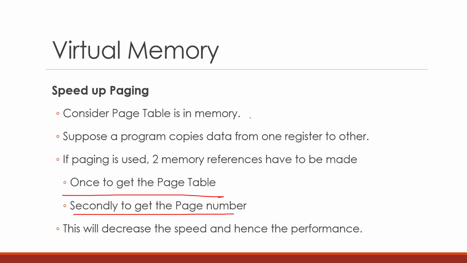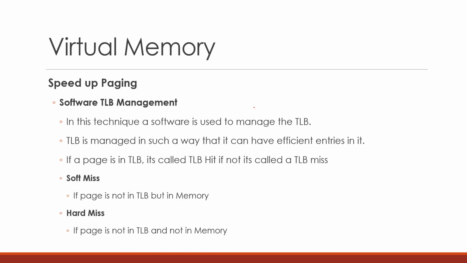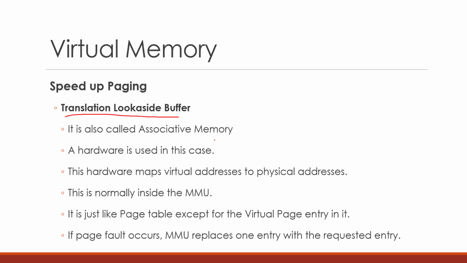So we need to increase the speed of this paging process. So how do we do that? We have several ways of doing that. One of them is the translation look-aside buffer, right? The translation look-aside buffer is a hardware. It is basically a register. It's a hardware normally also called associative memory.